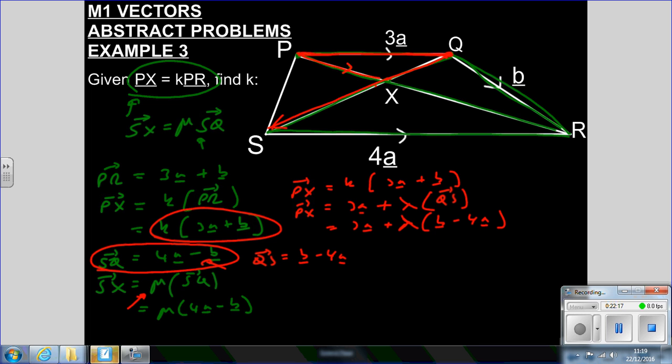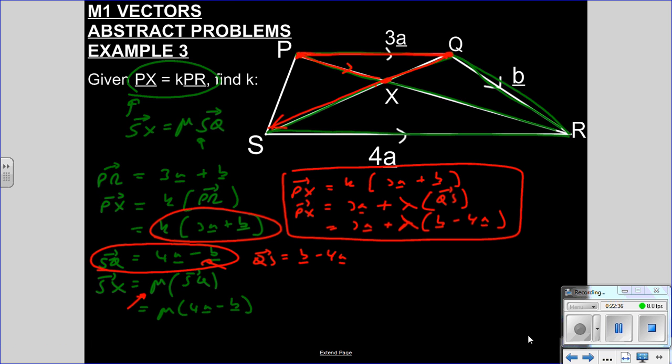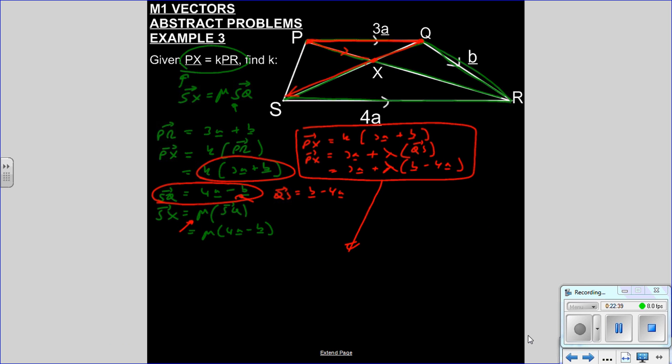Okay? So what I'm doing is, and this will always work for this kind of problem, I'm just coming up with two different ways of getting from one point to the other point. And therefore, these two things must be equal to each other. So if we make this one down here k lots of 3a plus b, multiplying that out, that's 3ka plus kb. Yeah? This must equal the same as 3a plus, and then multiply this out, lambda b minus 4 lambda a.